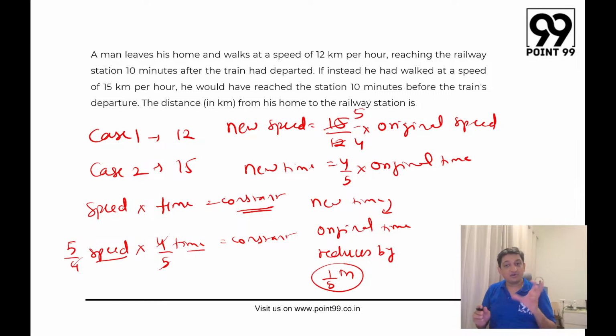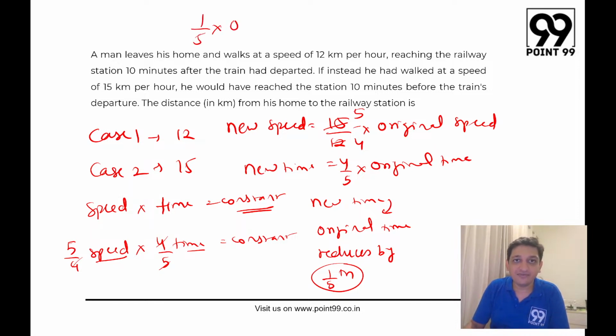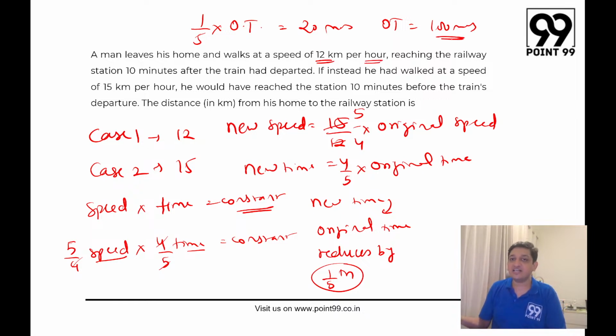ठीक है, now original time is reduced by 1/5, but original time कितने से reduce हुआ है, 20 मिनट से reduce हुआ है। So can I say, I write it here, 1 by 5 into original time is 20 minutes. So can I say that original time is 100 minutes? So अगर 12 किलोमीटर in 1 hour कर रहा है तो 100 मिनट्स में कितना cover करेगा, 60 मिनट्स में 12, तो 100 मिनट्स में कितना, 20. And that is basically what will give you your answer.